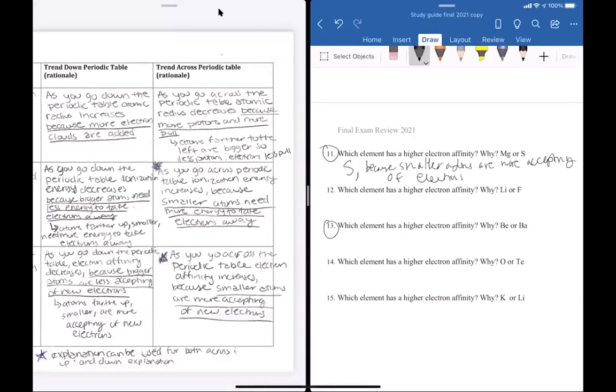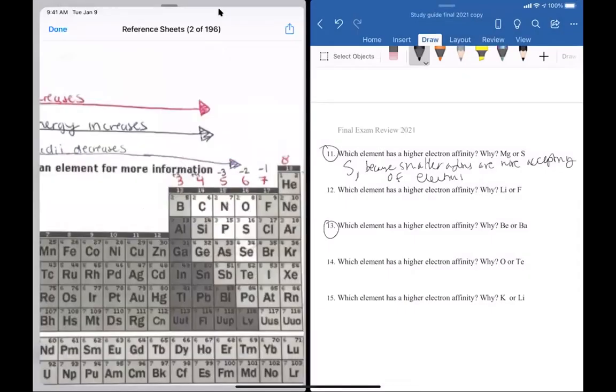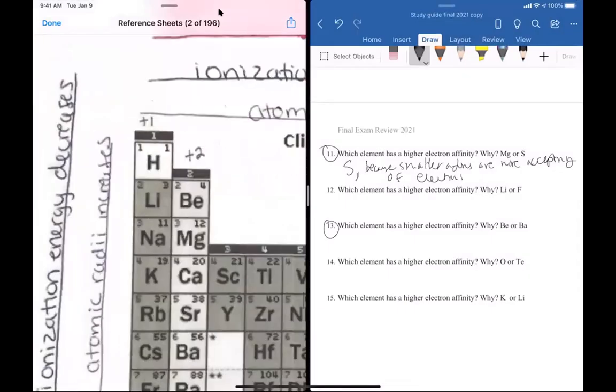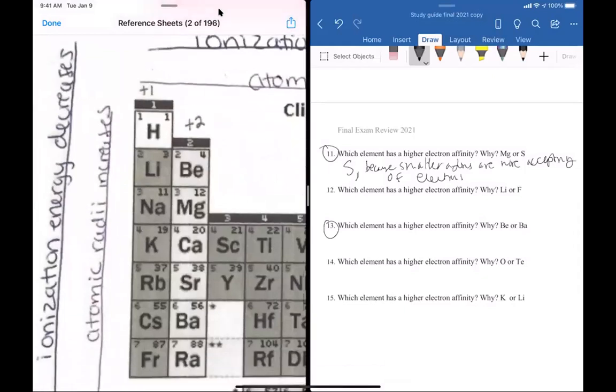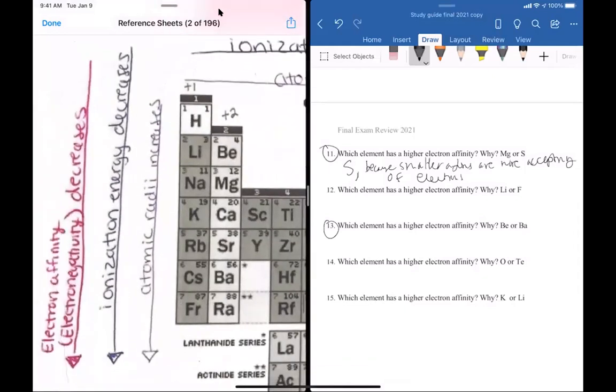All right, let's take a look at 13. Which element has higher electron affinity, Be or Ba? Okay, so let's take a look. Be is right here. Ba is farther down. Again, Be is more up, Ba is more down. It says electron affinity decreases as you go down. Decreases. So which one has more electron affinity, Be or Ba? Be. Yep. So Be has more electron affinity because we decrease.